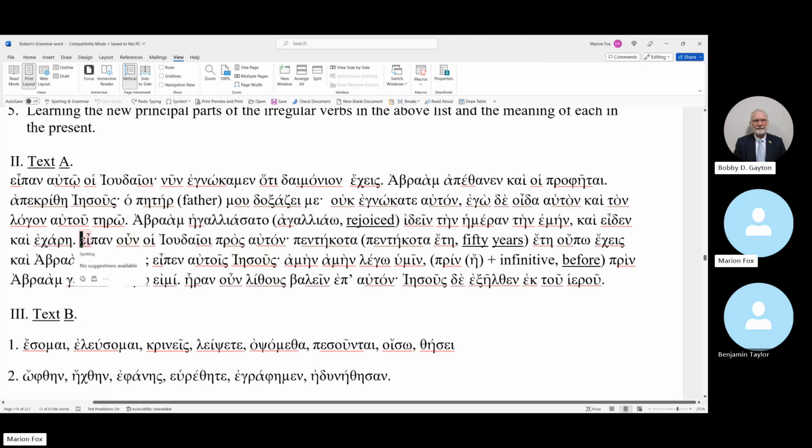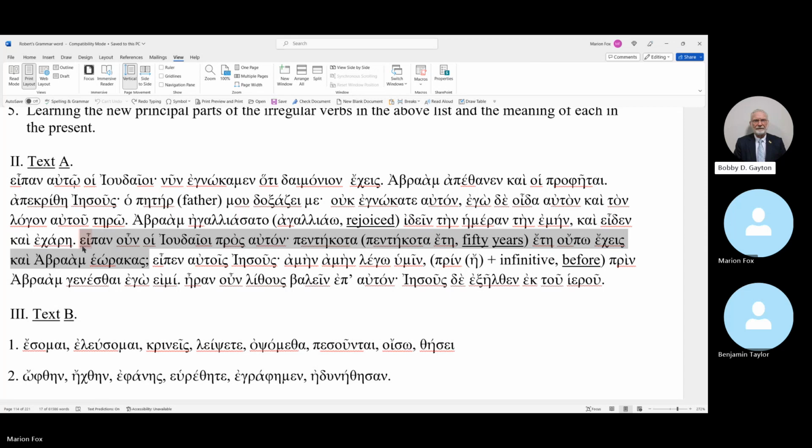Okay. You got a long reading here. Okay, let me highlight it for you. Hopefully there's a bunch there. Well, I was hoping I was going to get those three words.